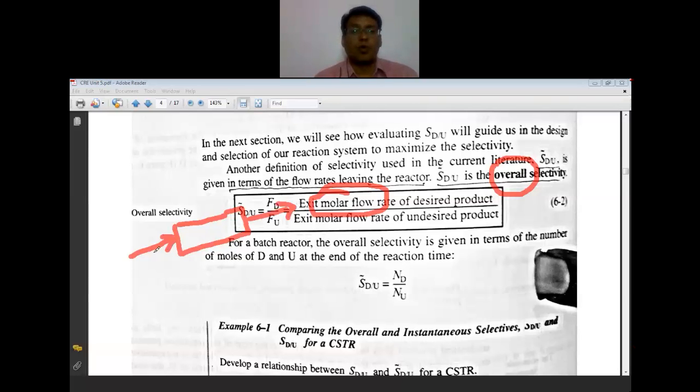So whatever number of moles is going out from the reactor system, it is the molar flow rate of the desired product, D in this case, upon the molar flow rate of the undesired product, U in this case. This is the overall selectivity. This is the molar flow rate of the desired product upon the molar flow rate of the undesired product. The selectivity used in current literature, in this book by Fogler, is represented with this S, with an approximation sign above it. That is the overall selectivity.